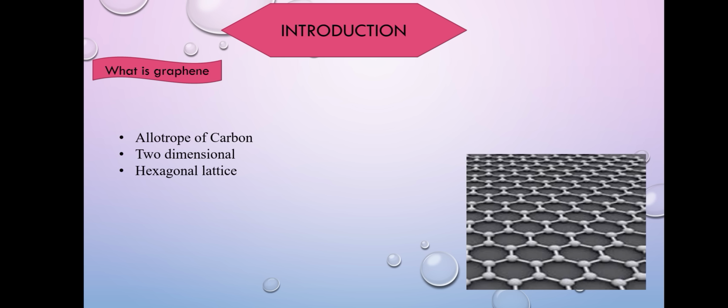What is graphene? Actually, graphene is the allotrope of carbon, two-dimensional and hexagonal lattice. As you can see on my screen, there are the allotrope and bond structure of graphene, as bonding of carbon like benzene. There are many carbon atoms tied together, which is called graphene. Actually, a network of carbon is said to be graphene.